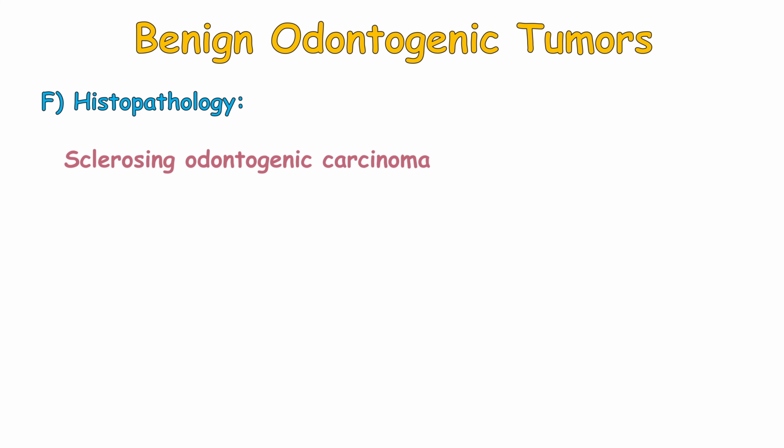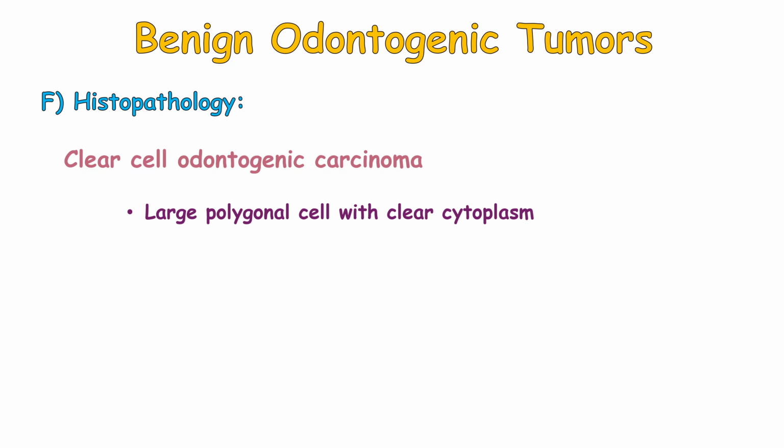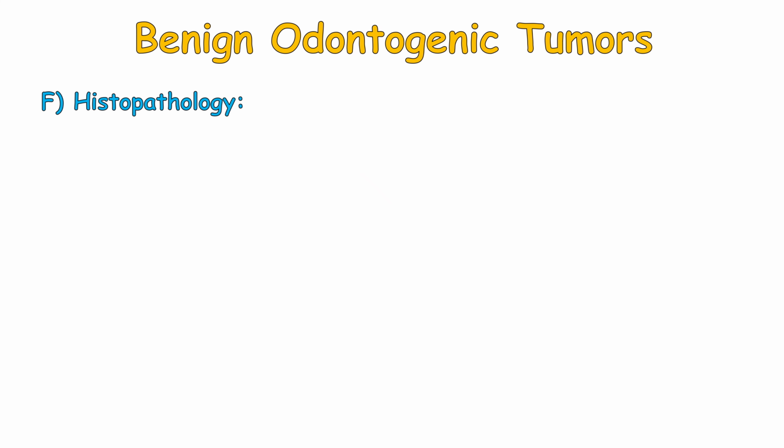The most unique feature in sclerosing odontogenic carcinoma is perineural invasion. Clear cell odontogenic carcinoma. Here there are large polygonal cells with clear cytoplasm, that is, mainly clear cells are seen, as the name indicates. Next one is PAS positive, that is periodic acid Schiff. Why it is positive is it has abundant intracellular glycogen accumulation, and also it is mucicarmine negative. It is a clear cell variant of Pindborg tumor.